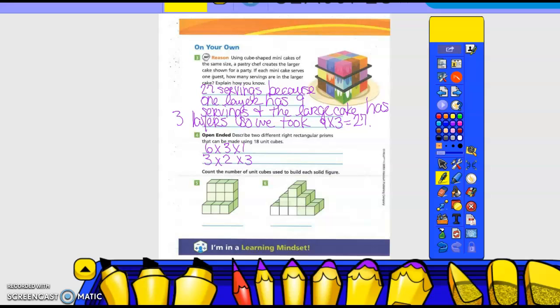Okay. Count the number of unit cubes used to build each solid figure. So how many unit cubes are in number 5? 12. There's 9 in this back panel, right? And then there's 3 across the front. So you guys said 12 unit cubes. Okay. How many are in number 6? So how many is on this front side? 1, 2, 3, 4, 5, 6, 7, 8, 9. And then how many layers are there? 2. So 18 unit cubes.